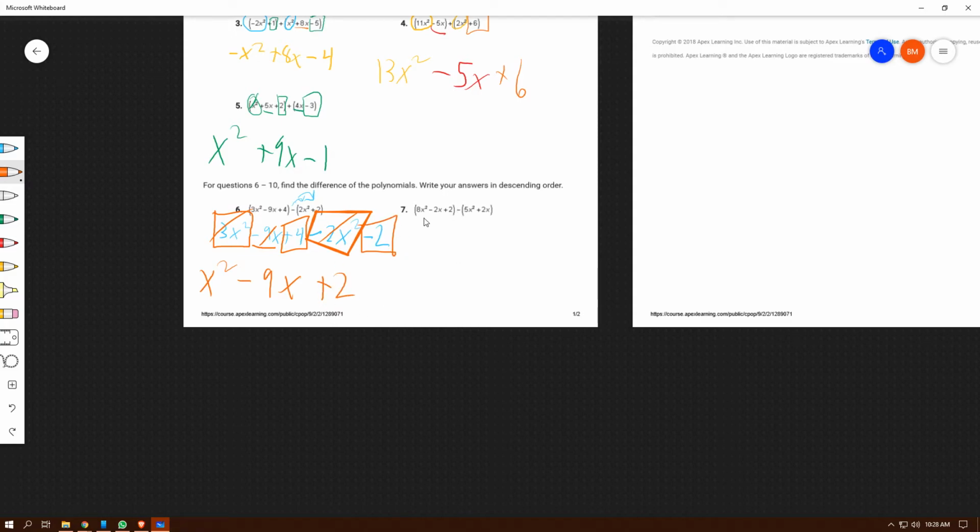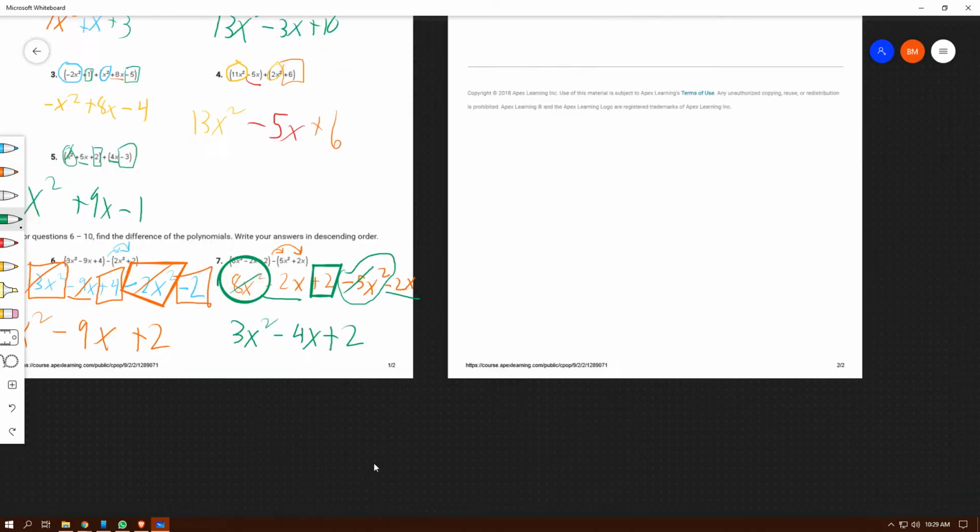It's the same thing. I'm subtracting. I have to distribute the negative 1 to the second polynomial. So my first step here is distributing and changing the signs. I have an 8x squared and a negative 5x squared. So that's going to be 3x squared. I have a negative 2x, and negative 2x is a negative 4x, and then a positive 2, and I'm done. So those subtractions, I have to distribute the negative sign.